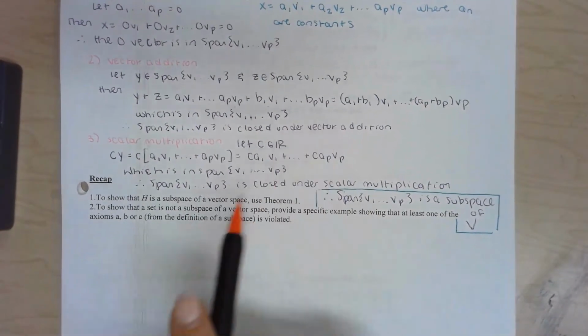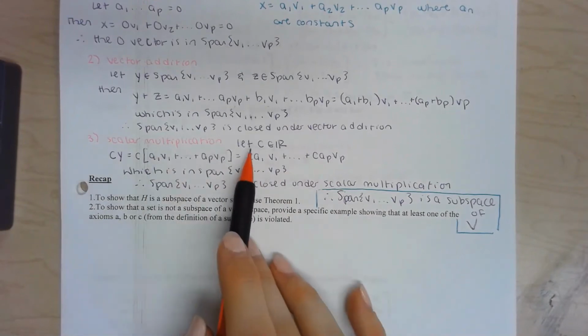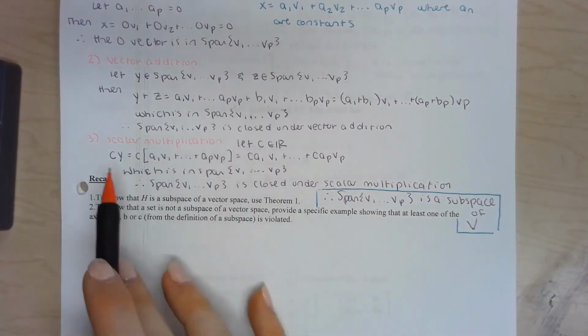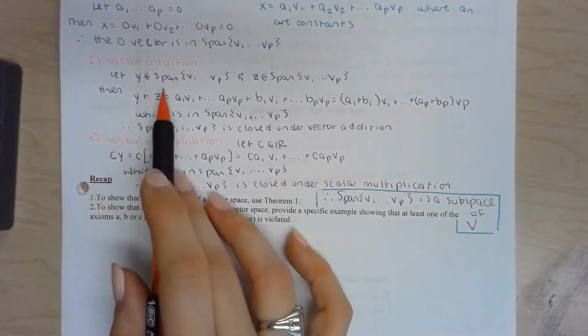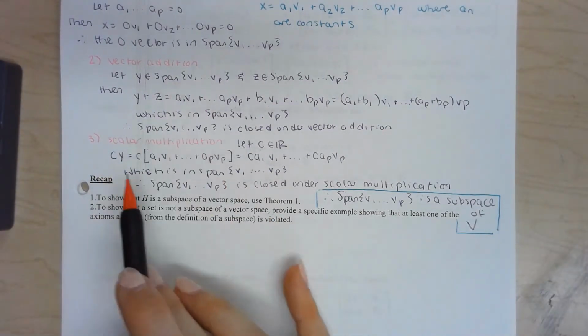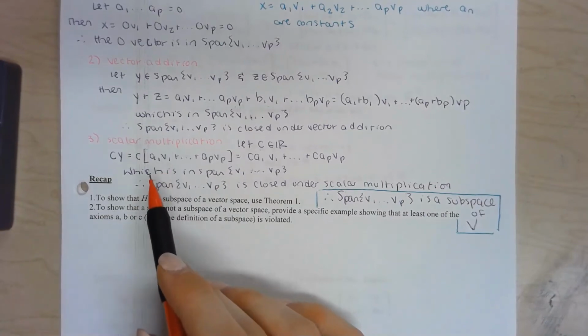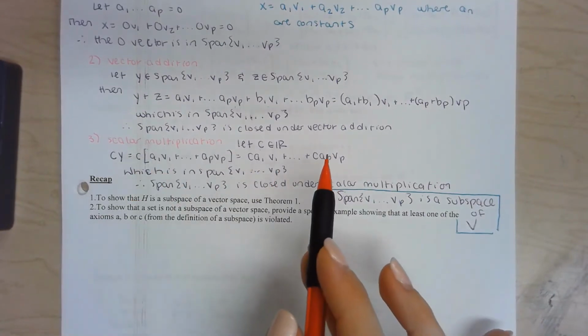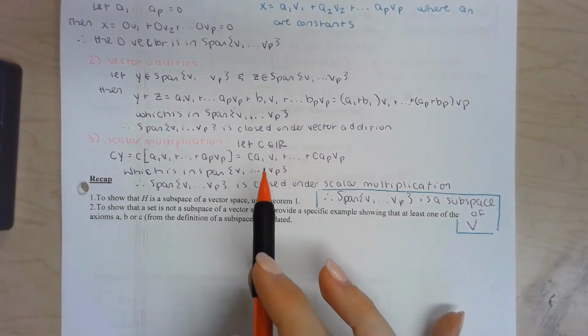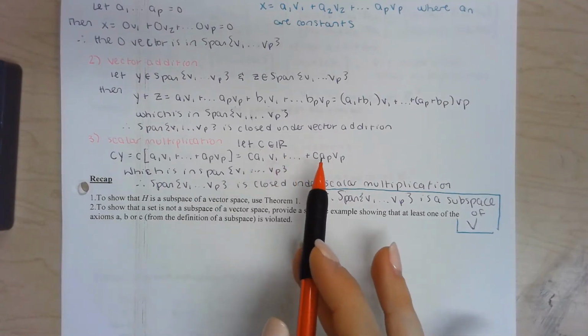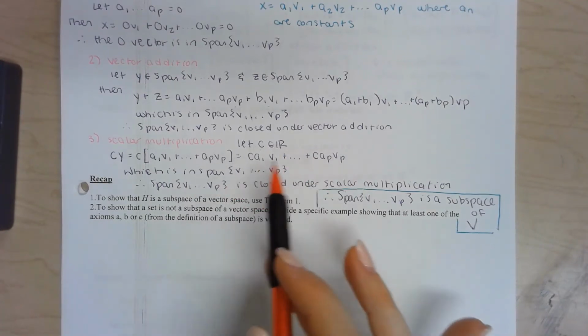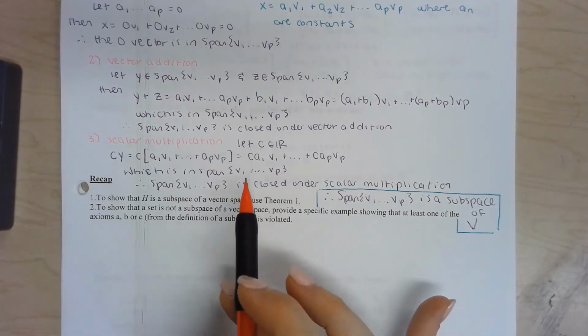And then finally, I think this one makes the most sense to us, but if I have a real number, c, and I multiply a vector y that's already in the span by that constant, I'm just getting another vector that's in that span. Because I've just scaled each of the constants. It doesn't change the fact that it's still a linear combination of the vectors that made up the span.